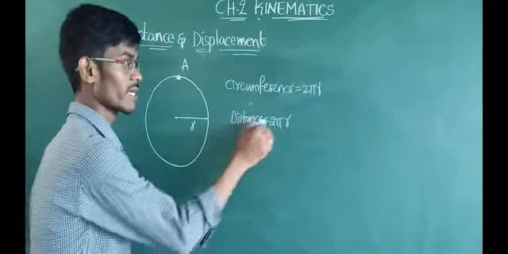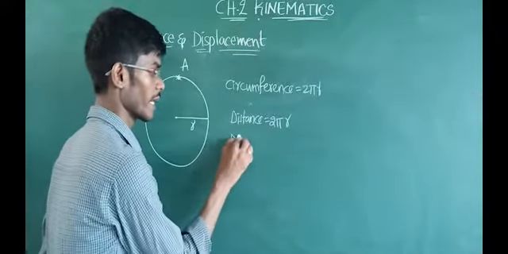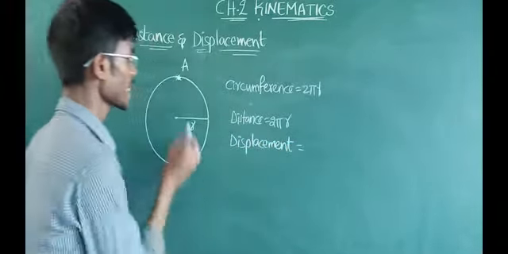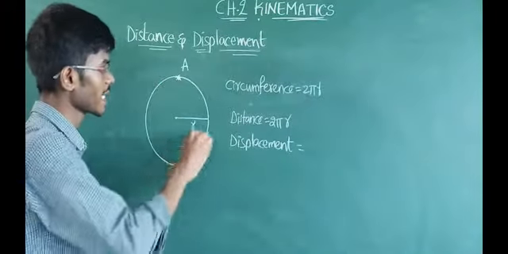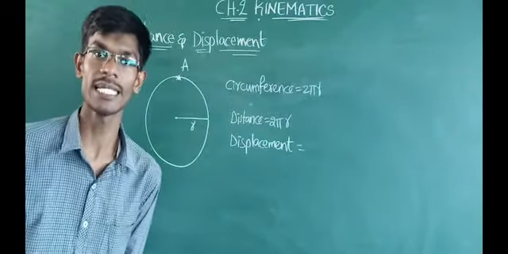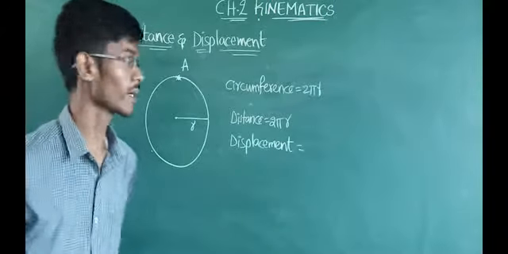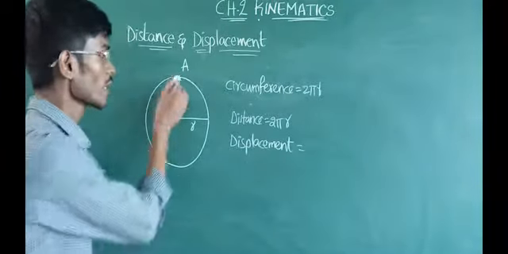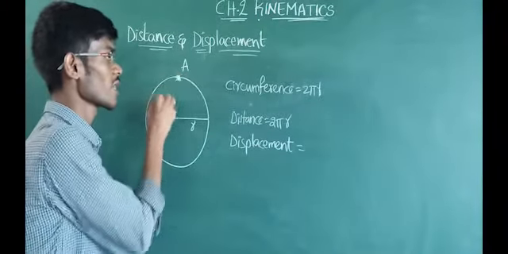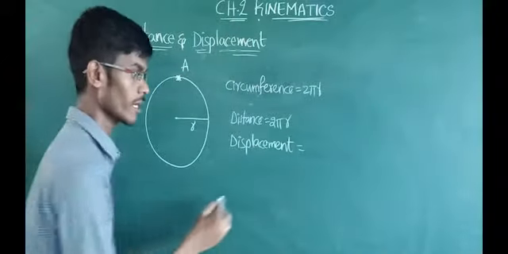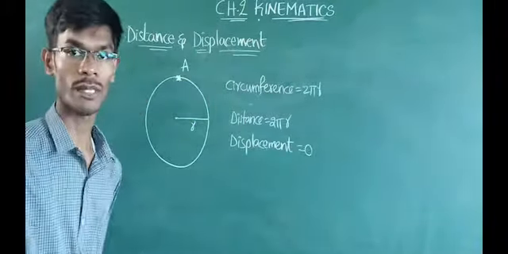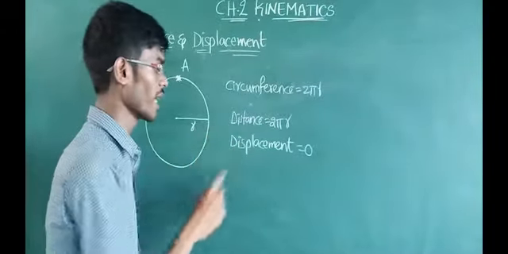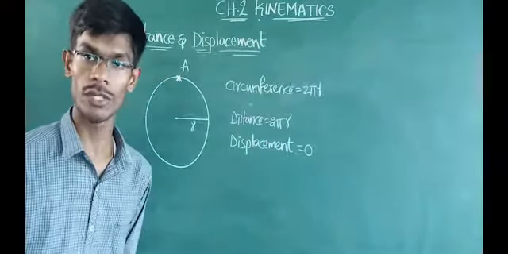So along a full circle, an object is moving from A and again reaching the A position, the distance is equal to 2 pi r. And displacement: it is starting at A and again reaching the position A. Is there any change in the position of the object, or what is the shortest path from A to A? The point itself, right? The initial position is A and the final position is A, so displacement becomes 0. So when an object is moving along a circular path, the distance covered is 2 pi r and the displacement covered is 0.